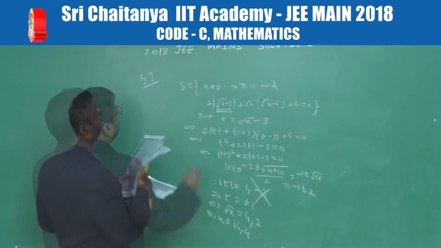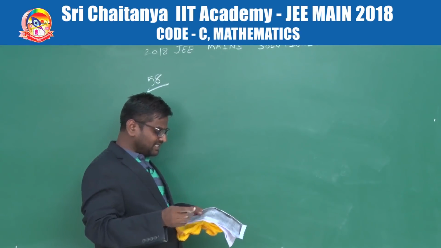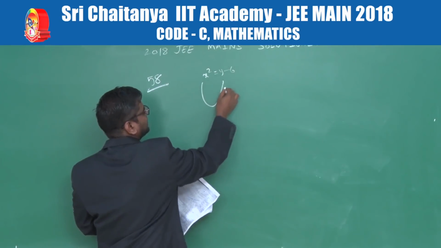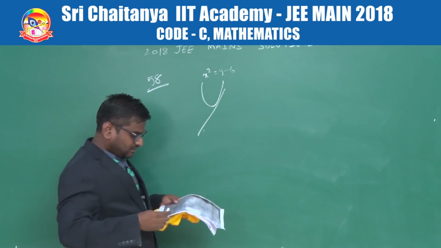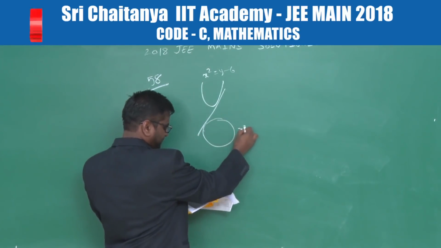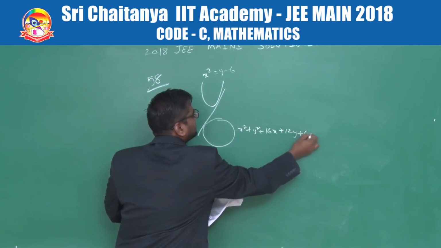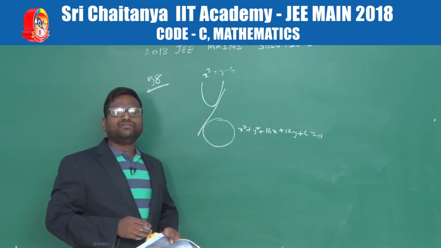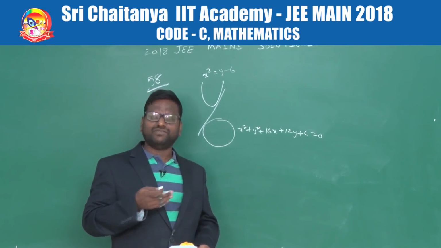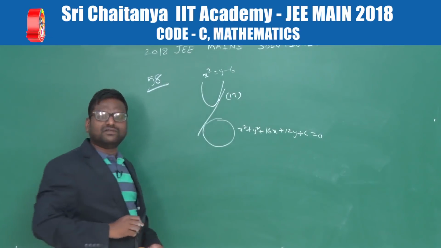Next question, question number 58. If the tangent at 1 comma 7 to the curve x square equal to y minus 6 is a tangent to another circle, that is, it touches this circle, x square plus y square plus 16x plus 12y plus c equal to 0. If you remember the standard tangent equation for this parabola, we can use it. If not, no need to worry. The point of contact has been given to you as 1 comma 7.